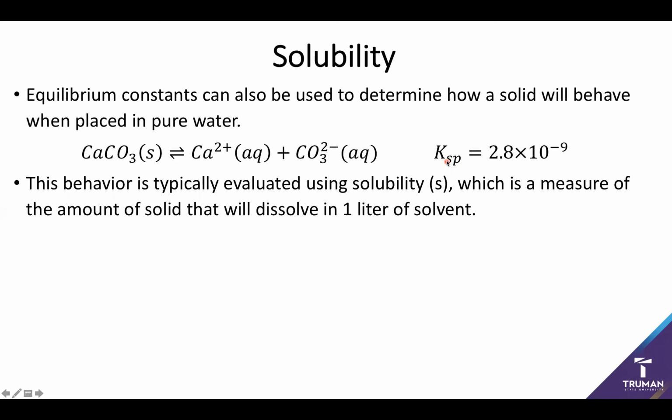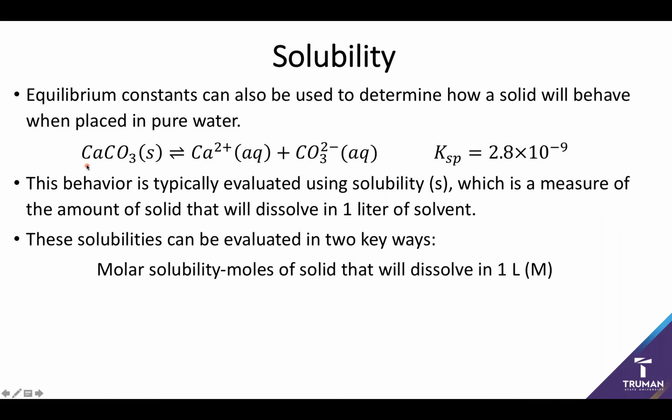So we're going to define solubility as the amount of solid that will dissolve in 1 liter of solvent. So if I have 1 liter of water, what mass or moles of calcium carbonate will dissolve? As a result, not too surprising, we're going to define our solubilities in 2 key ways. The first is going to be molar solubility. This will be the number of moles that will dissolve in 1 liter, and we'll have beautiful units of molarity, which means it works very well with equilibrium constants, because that will be exactly the units we're looking for.